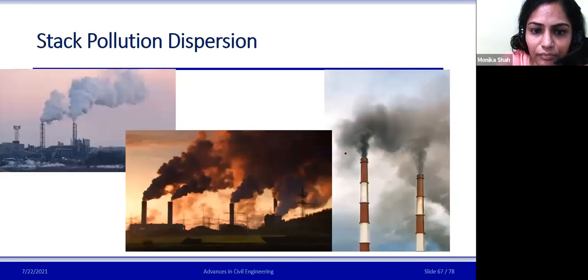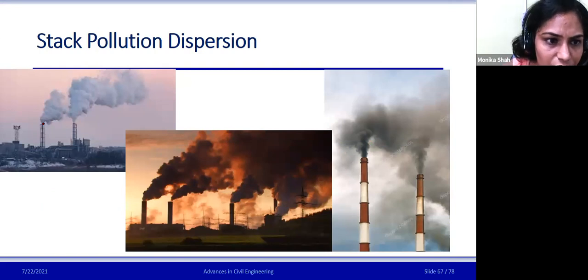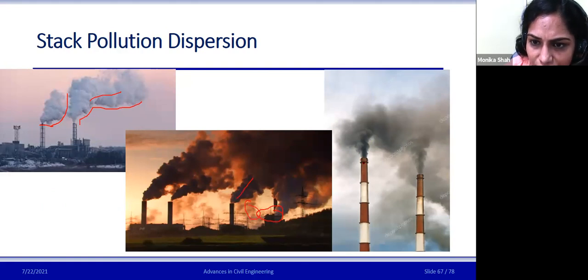If we have a stack, in these three different figures you could see the stack pattern is different, right? Here it is moving upwards. Here it is moving on the sides, right? Some portion moving upward, some portion moving sides. This is just a little bit moving above, and then it is going to be dispersed on the side.